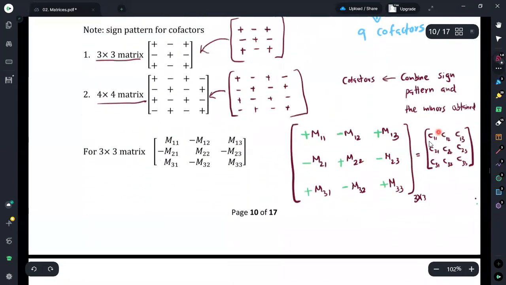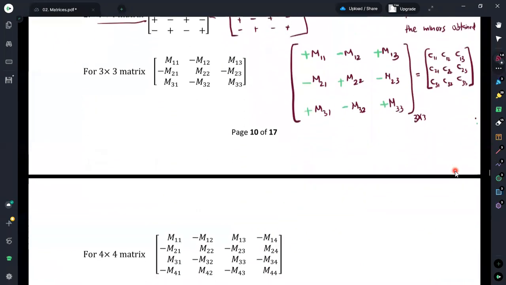Once you obtain the matrix which includes the cofactors, we can simply take the transpose of this matrix. If you take the transpose of this matrix, it will be named as the adjoint of the considered matrix.